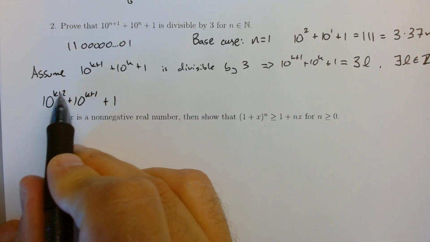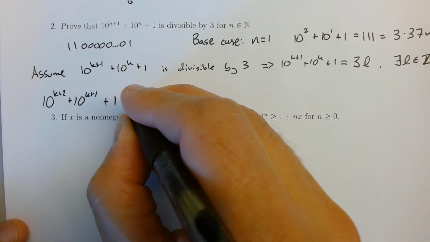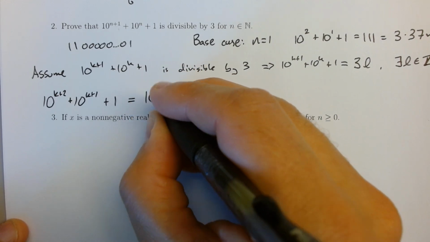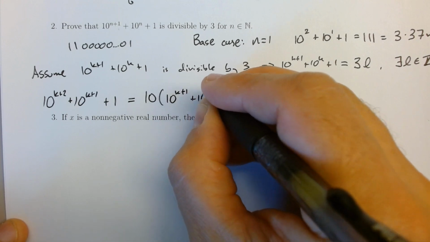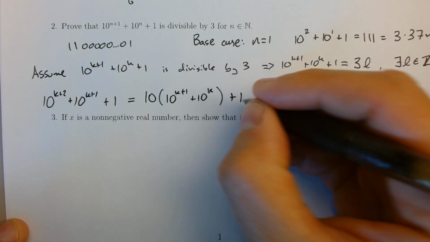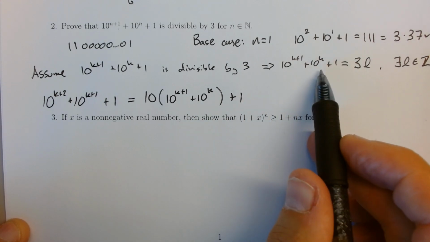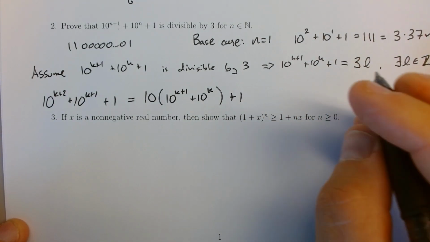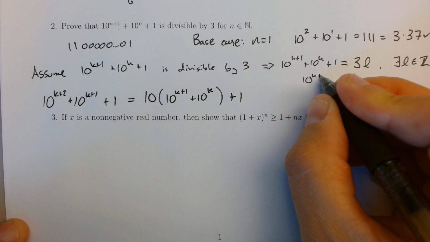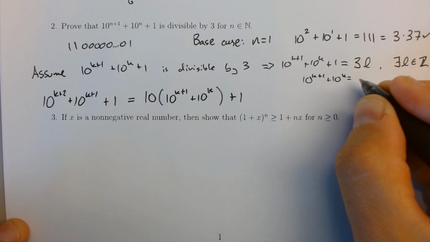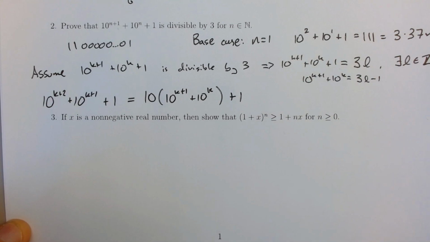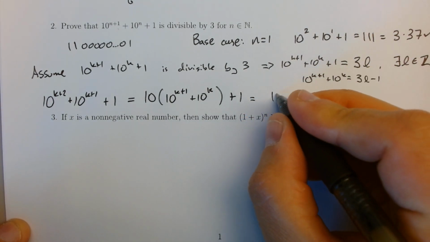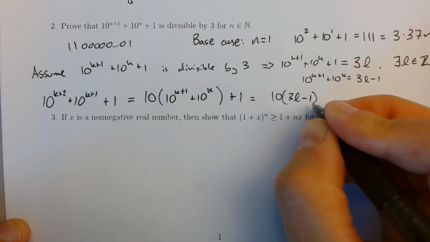And the way to do that is in the first two, I'm going to factor out a 10. So I get 10 times 10 to the k plus 1 plus 10 to the k. Well, that's looking a little bit familiar, and then plus 1. So that is this part here. If I move this 1 over, then I can use some substitution. So 10 to the k plus 1 plus 10 to the k is 3L minus 1. That means I can replace this in parentheses here with 3L minus 1. So I have 10 times 3L minus 1 plus 1.